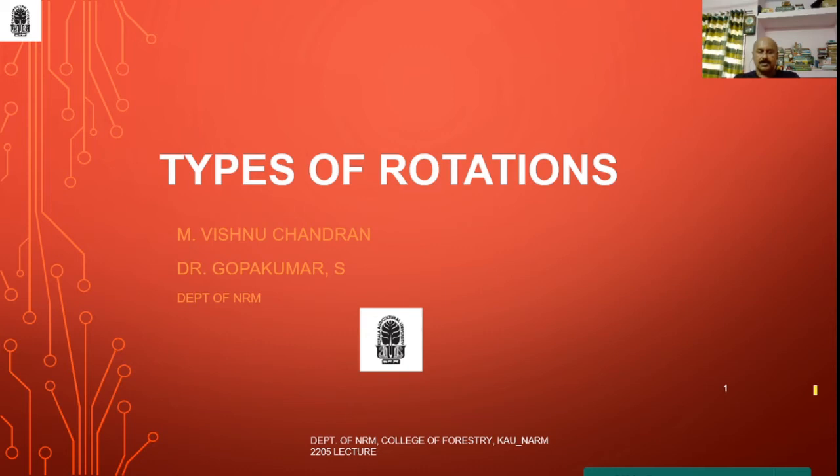Types of rotations. So what is a rotation? We know that rotation is the production period. That means the time taken from planting to the final harvesting of a forest stand is known as rotation. So the time period that elapses between planting and its final harvest is known as rotation.